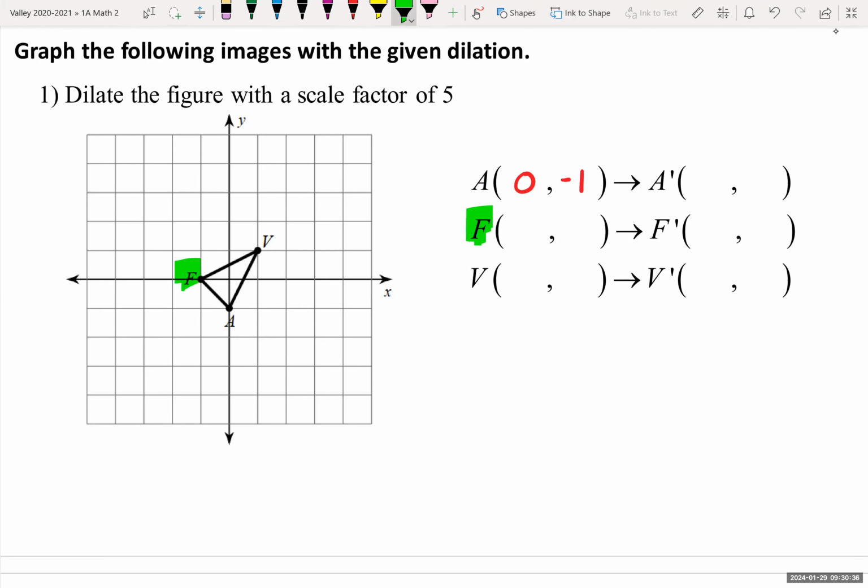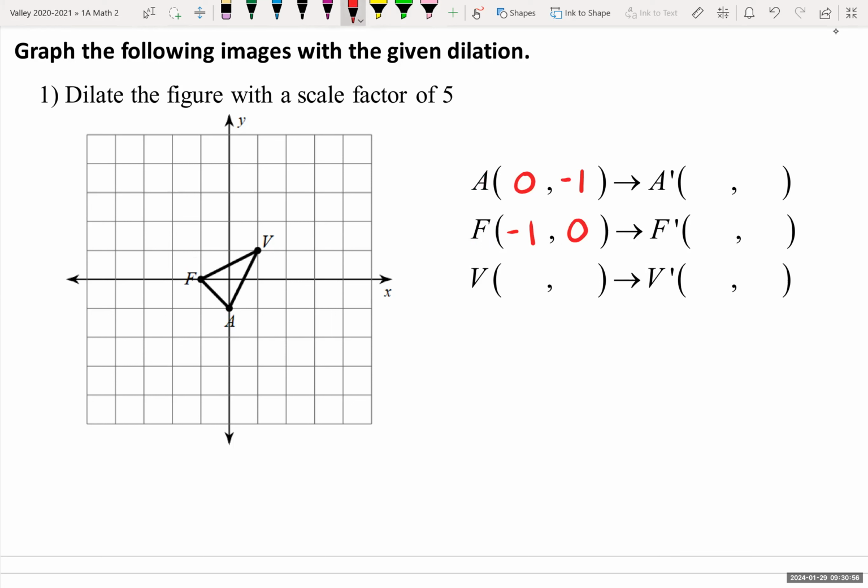It's not B, it's F. So we're going to go to F next. Starting at this middle point always, counting from the middle, how far do you move left or right? Then how far do you move up or down? So I'm going to move left 1. So that's -1. But I don't move up or down at all. So my second number is 0.